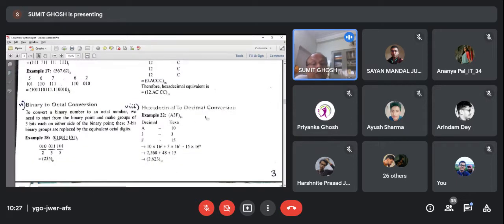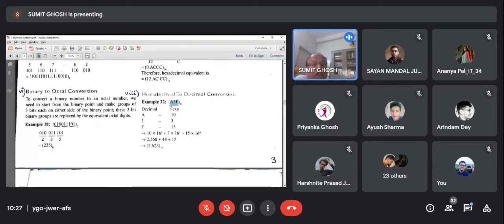Now the hexadecimal to decimal conversion. Suppose you have a hexadecimal number A3F. How do you know it's a hexadecimal number? First of all, from the characters you can understand it can only be hexadecimal. A, F, all these are alphabets. So A3F is a hexadecimal number. You convert it into decimal.